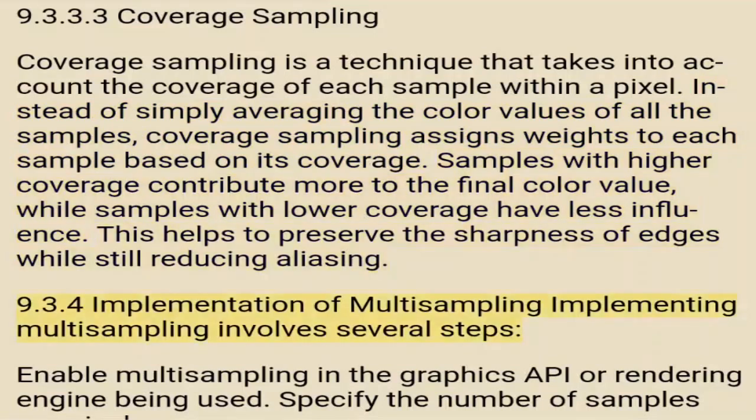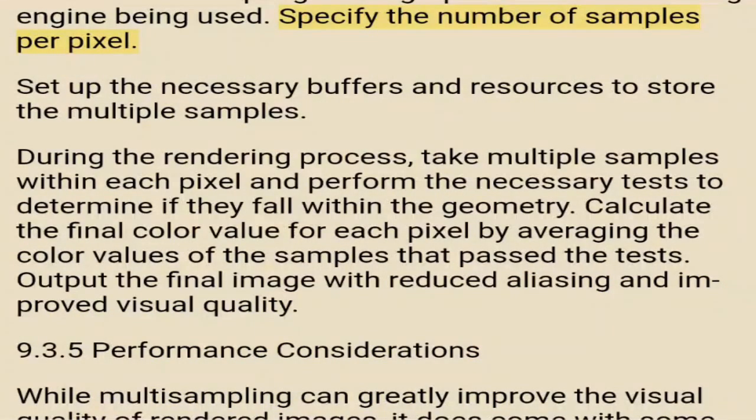9.3.4 Implementation of multisampling. Implementing multisampling involves several steps. Enable multisampling in the graphics API or rendering engine being used. Specify the number of samples per pixel. Set up the necessary buffers and resources to store the multiple samples. During the rendering process, take multiple samples within each pixel and perform the necessary tests to determine if they fall within the geometry. Calculate the final color value for each pixel by averaging the color values of the samples that pass the tests. Output the final image with reduced aliasing and improved visual quality.